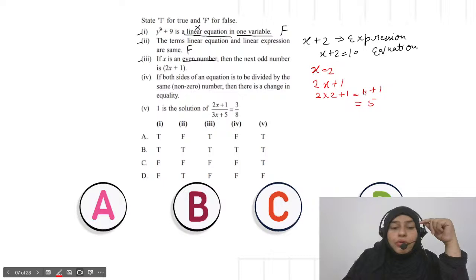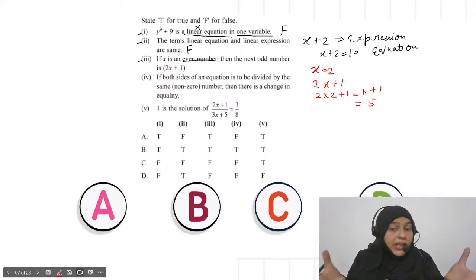And after 2, the next odd number is 3. It is not 5, right? The next odd number will be 3. It's not 5. So this option is also incorrect. So it is also false. Let's solve the next one.